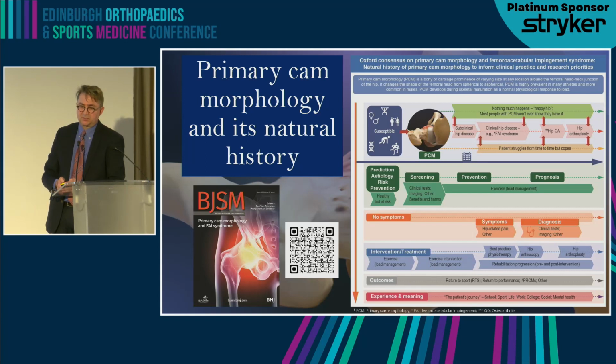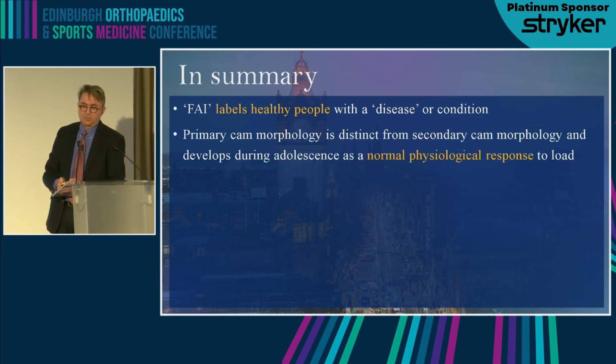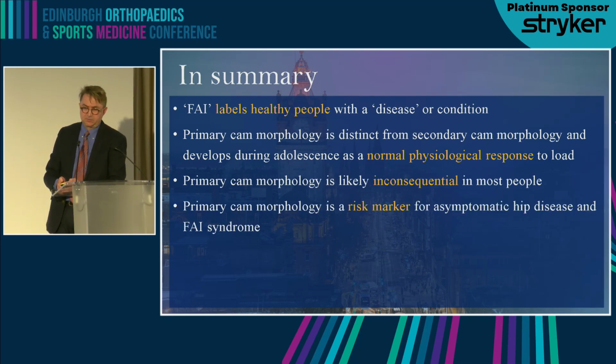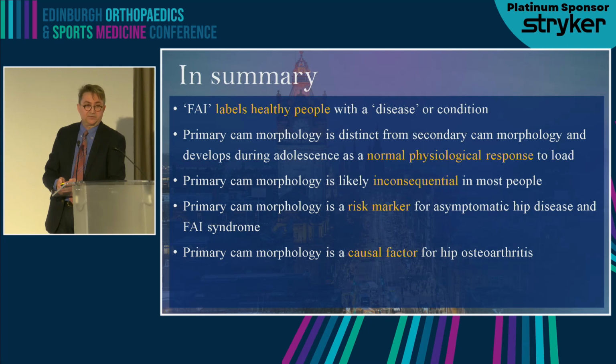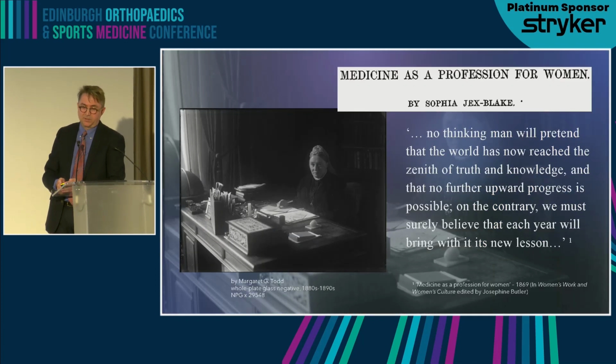Primary cam morphology and its natural history. In summary, FAI labels healthy people with a disease or a condition. Primary cam morphology is distinct from secondary cam morphology and develops during adolescence as a normal physiological response to load. Primary cam morphology is likely inconsequential in most people. It is a risk marker for asymptomatic hip disease and FAI syndrome and a causal factor for osteoarthritis. We need more research in girls and in women.